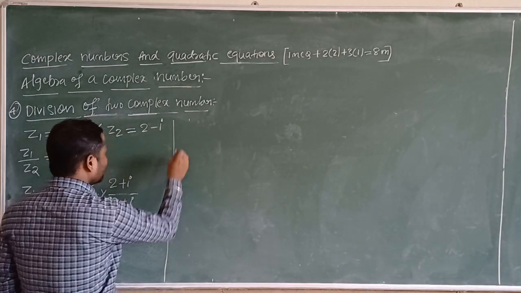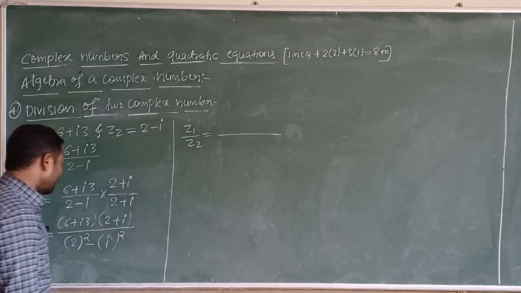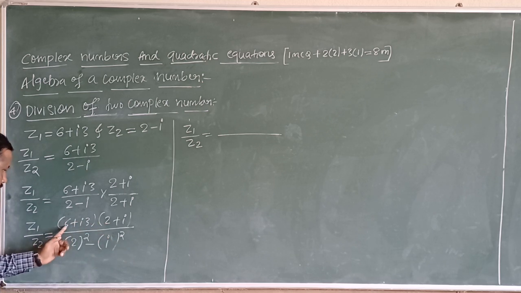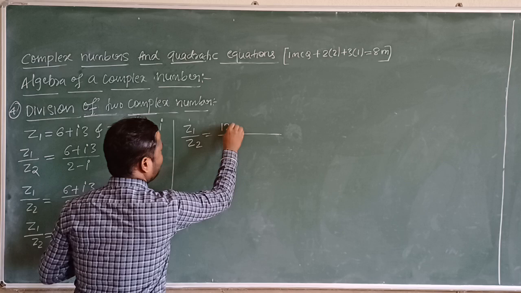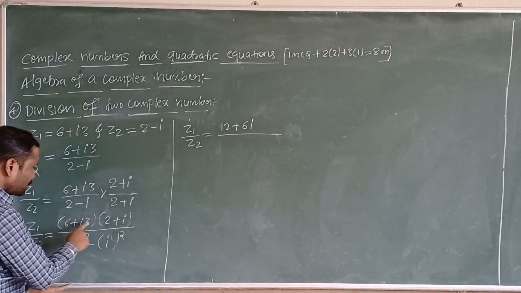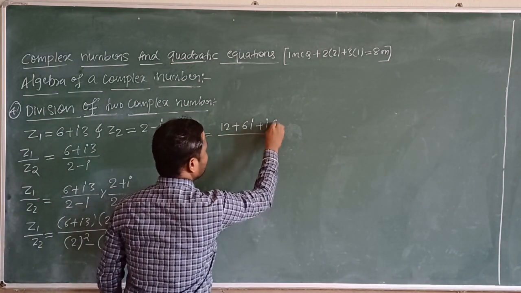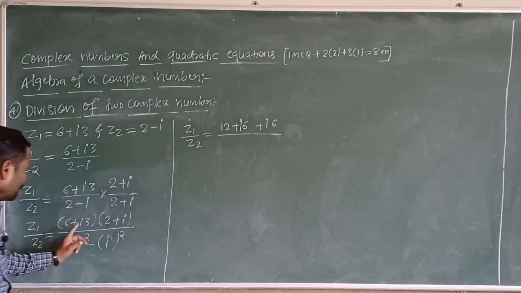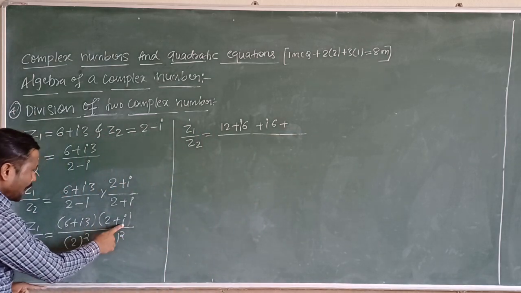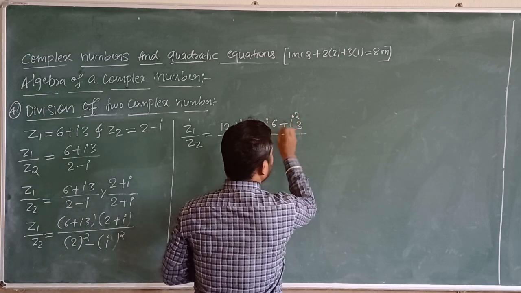Then z1 divided by z2 is equal to, multiply the numerators. The numerator is multiplication of binomial by binomial. 6 twos are 12, plus 6 into i, that is 6i. Next, plus into plus is plus, i as it is, 3 twos are 6, so that is 6i. Next, 3i into i is 3i square.